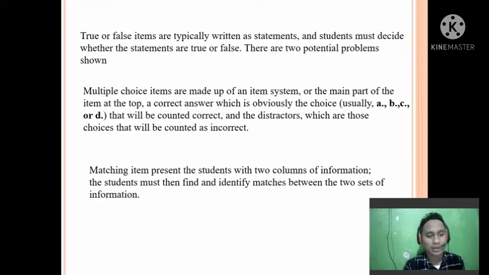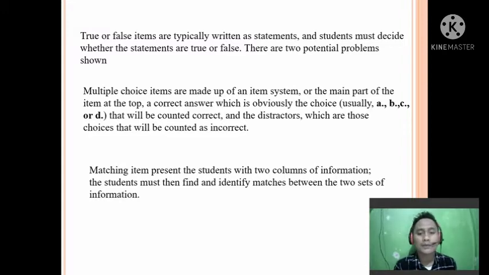Okay. The next is multiple choice. Items are made up of an item stem, or the main part of the item at the top, the correct answer, which is usually A, B, C, or D, and the distractors, which are those choices that will be incorrect. Okay. The next is matching. Matching items present the student with two columns of information. The student must identify matches between the two sets of information.